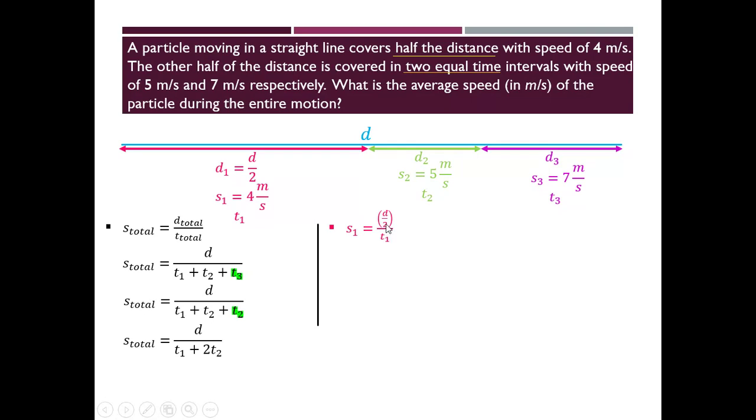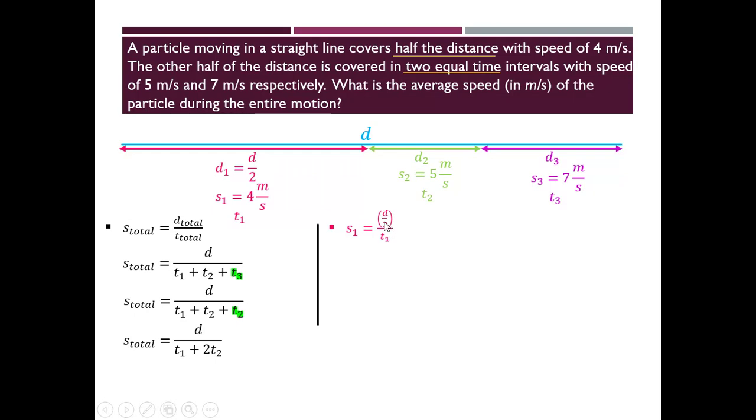Well, why is my numerator d over 2? That's because d1 is half of the total distance, and the total distance in this case is just d. Therefore, dividing d by 2 is half. So instead of d1, I just call it d divided by 2.